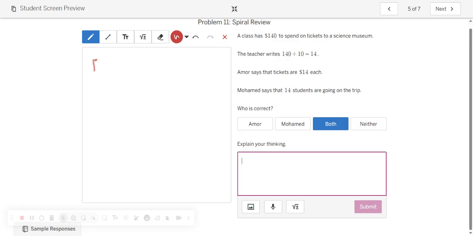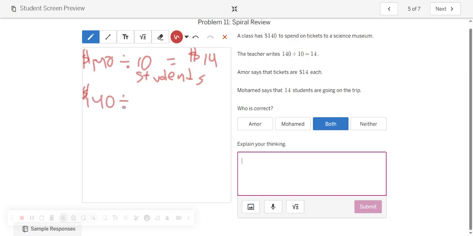It could be $140 divided by 10 students, and that equals $14 each. But it could be $140 divided by $10 each ticket equals 14 students. And so both of them could be correct. Depends on the units. That's why it's important that you label things.